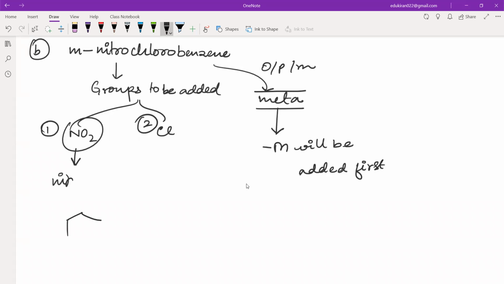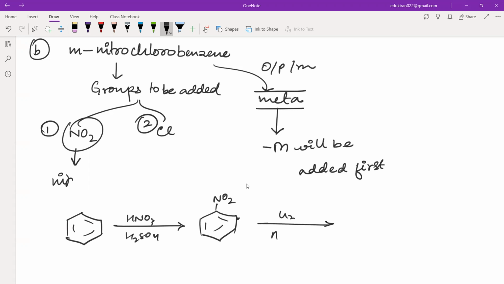So for benzene, you do nitration with HNO3 and H2SO4 and you will get a nitro product. After that you add Cl2 in the presence of AlCl3. You will get NO2 and Cl. Yes or no?